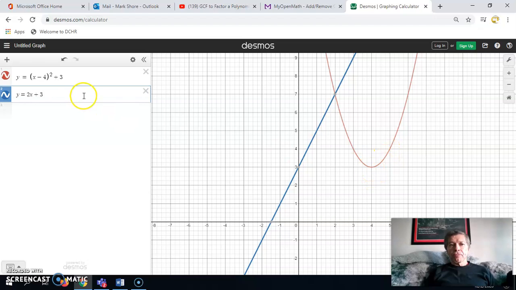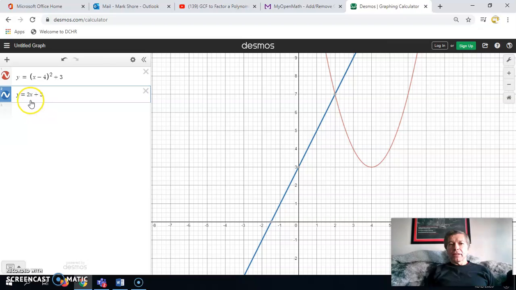Again, the vertex point, the x part is the opposite of this number. The opposite of negative 4 is positive 4. And the sign on this one tells you how much is up or down. So the vertex point is at 4, 3. And then I know it's opening up because it's positive. The coefficient in front here is 1. So I go over 1, up 1. So then I have my parabola.